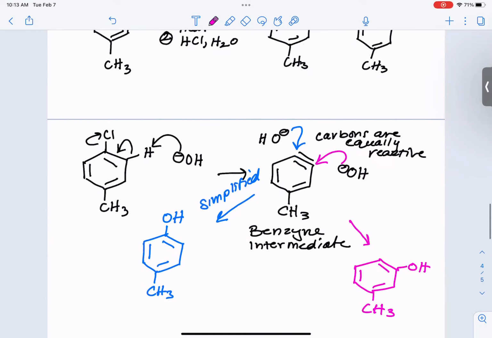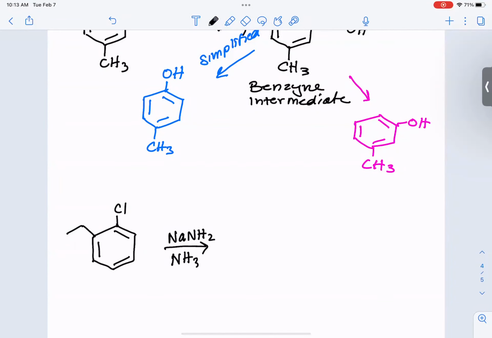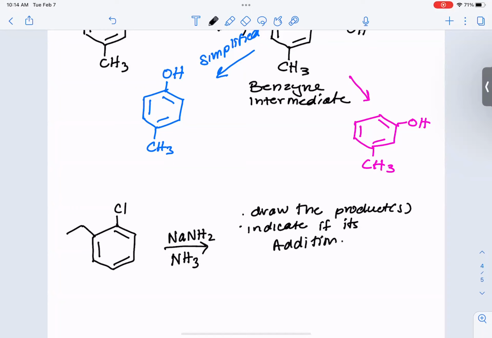All right, so if I say to you, I want you to draw the product or products and indicate if it's addition elimination or elimination addition. I'm just going to give you one more example to do this with.